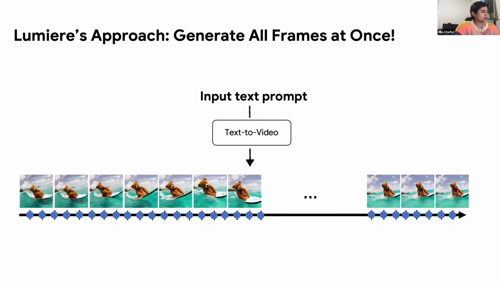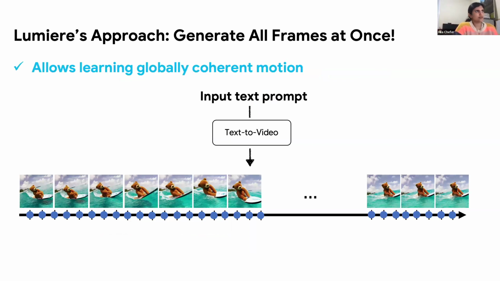And Lumiere's approach is going to be very simple to tackle all this. We're going to generate all the frames at once instead of generating distant keyframes and then doing temporal interpolation, which allows us to learn globally coherent motion. As I said, it fixes the problem that we saw in the previous slide. And it's also going to solve that convoluted system of many temporal upsampling models. So it's going to be a simple framework, just a single model generating the entire temporal duration of the video.